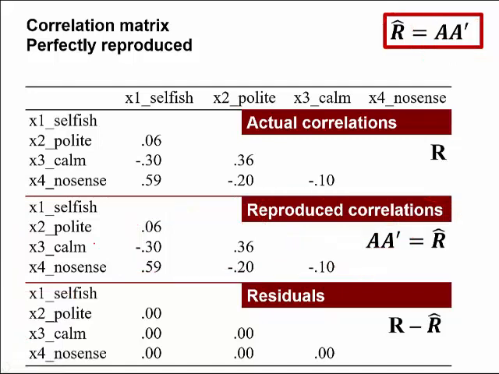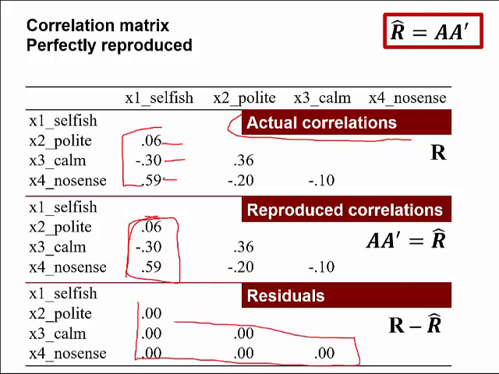And note that the correlations in the middle are identical to the correlations at the top, which is the actual set of correlations from my actual data set. I got 0.06, negative 0.3, 0.59, the same exact correlations here. So what this is showing you is that when we've extracted the same number of factors or components as we have items, then when we try to reproduce our correlation matrix, we will perfectly reproduce it. And down at the bottom, I've calculated my residuals, and all the residuals are exactly 0 because we've perfectly reproduced that correlation matrix.